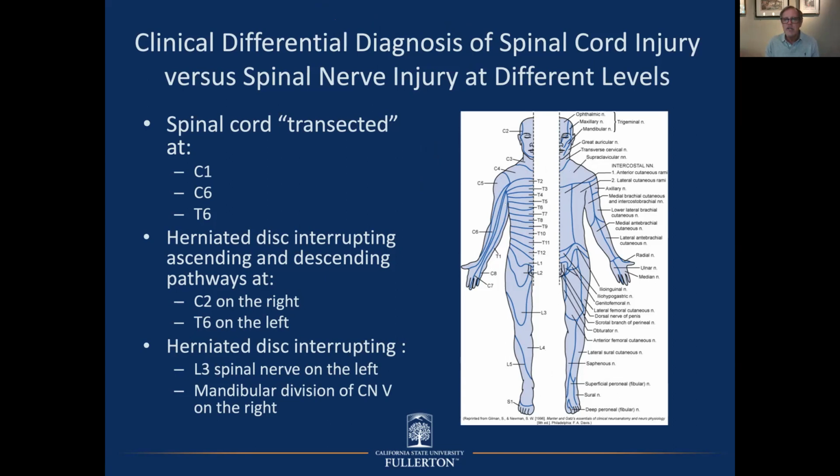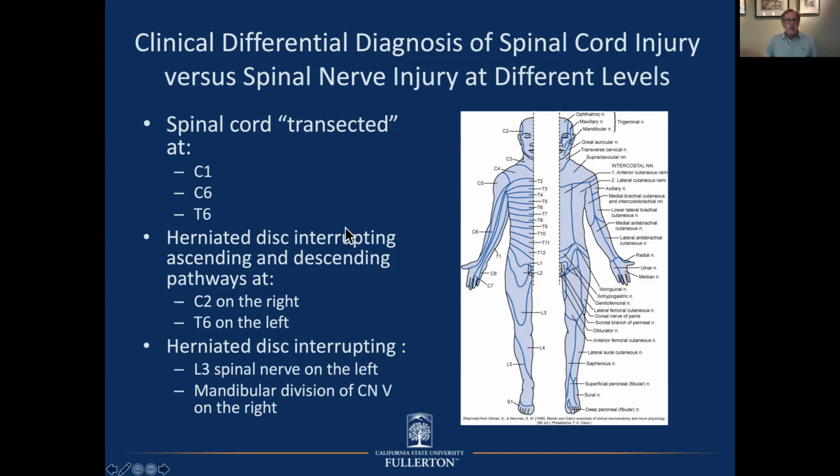If the transection is at C6, they would have intact sensation here, and on the opposite side too, here down the arm, but not here. And the neurologist would be able to discover that they don't have the C6 dermatome, and they would lose all of these. And T6, the same thing. So all these dermatomes up here would function on both sides, but below T6, they would not feel anything.